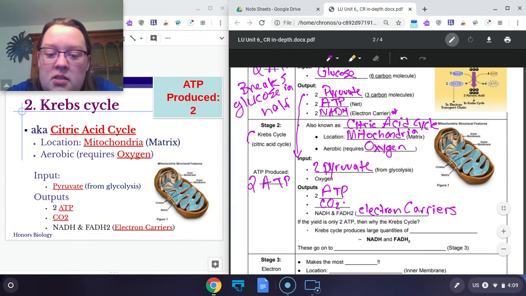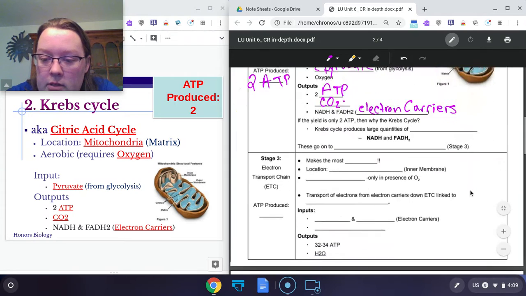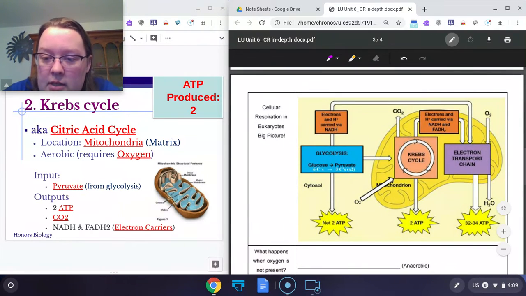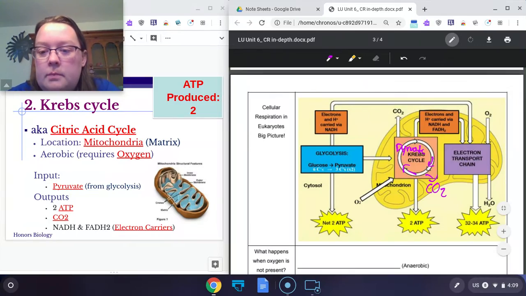So in the citric acid cycle, it looks like, let me get down to this image. It looks like a cycle because in here we put in pyruvate. And then we slowly chop off carbons. So as we go, we chop off a carbon, we chop off another carbon, and that's where the CO2 comes from, because we chop off the carbons.